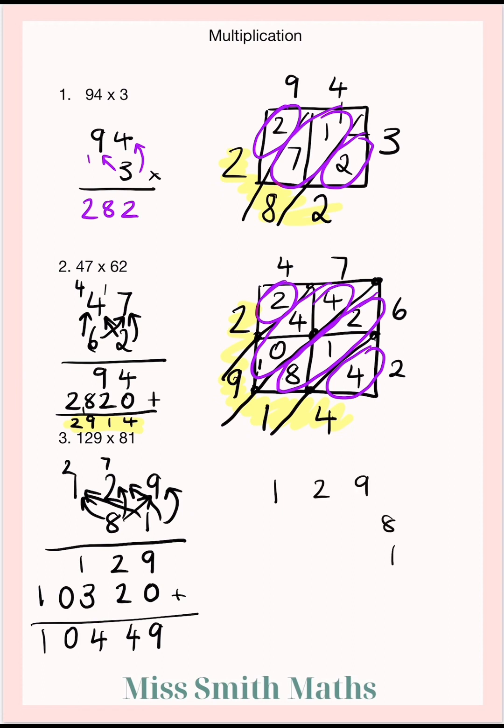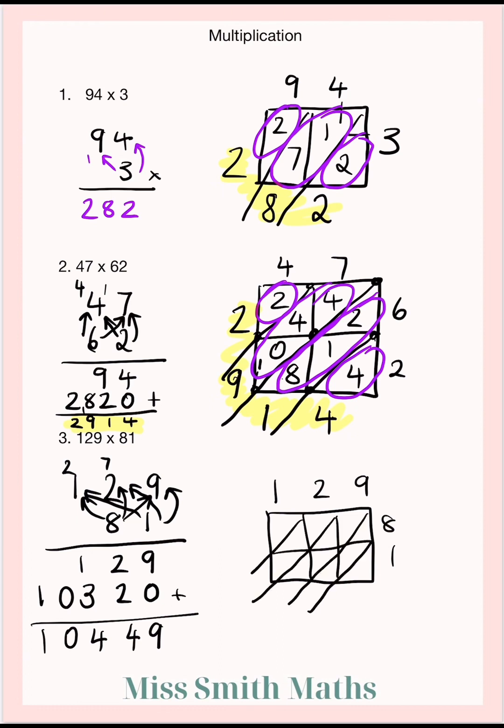So 129 times 81, I've got a 3 by 2 grid, so making sure I've set that up right as follows. 9 times 8 then gets me my 72. 8 times 2 is 16. And 8 times 1 is 8. Making sure I put 0 and then 8 because I've got my tens and my units. 9 times 1 is 9. 2 times 1 is 2. And 1 times 1 is 1.